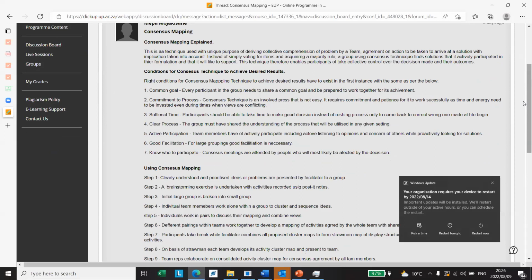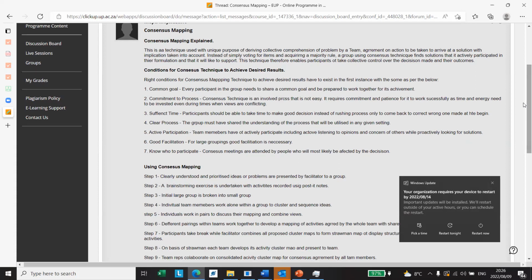So the purpose is to drive collective comprehension of a problem by the team and then agree on the action plan. Instead of simply voting for items and acquiring a majority, a group uses the consensus technique to find solutions. So we don't go with majority like we do in democracy. We get a group of people in one space, and then we apply the consensus technique to come to a collective decision.